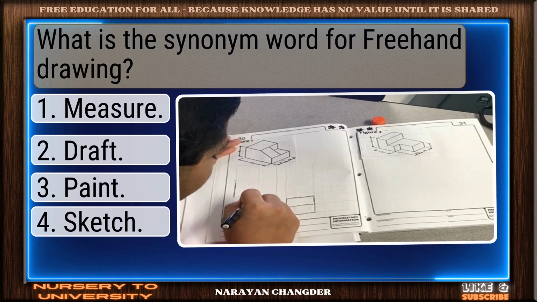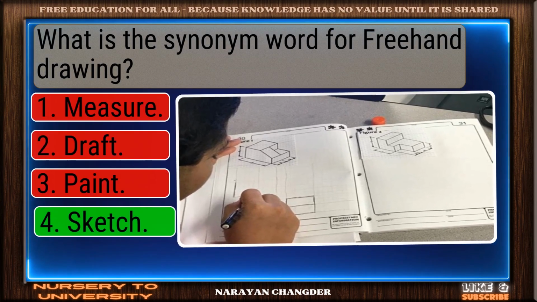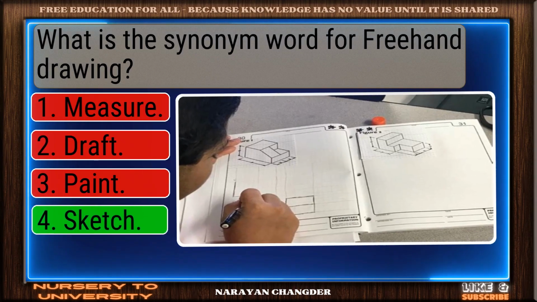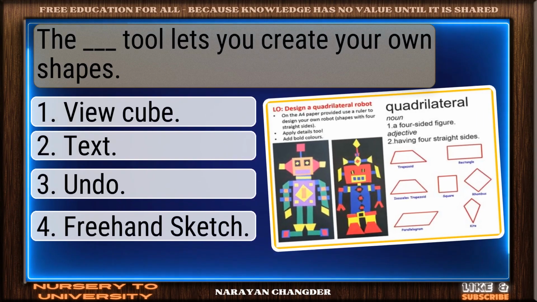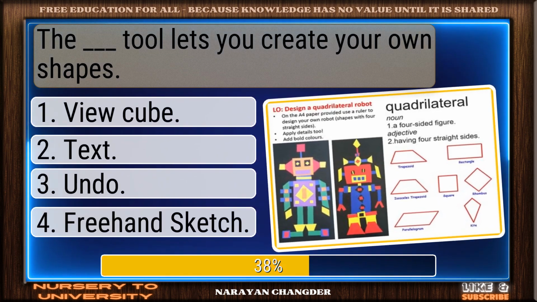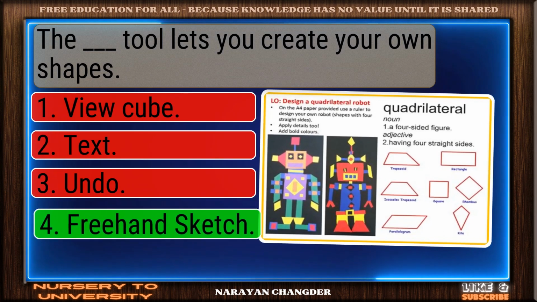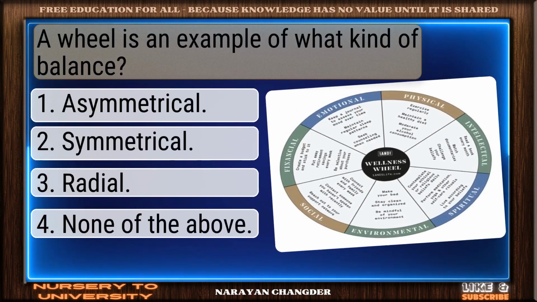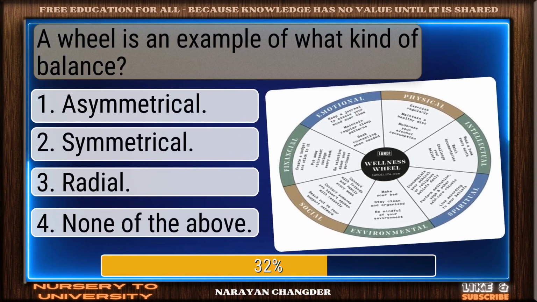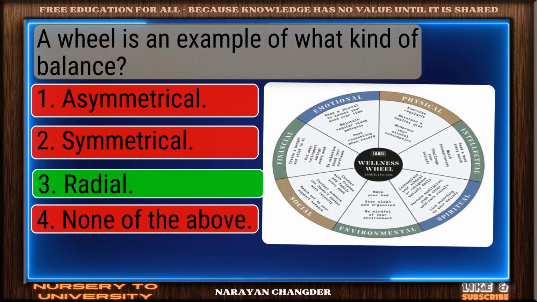What is the synonym word for freehand drawing? Correct. Sketch is spot on. The dash tool lets you create your own shapes. Smart move. Freehand sketch is accurate answer. A wheel is an example of what kind of balance? Nice selection. Radial is correct.